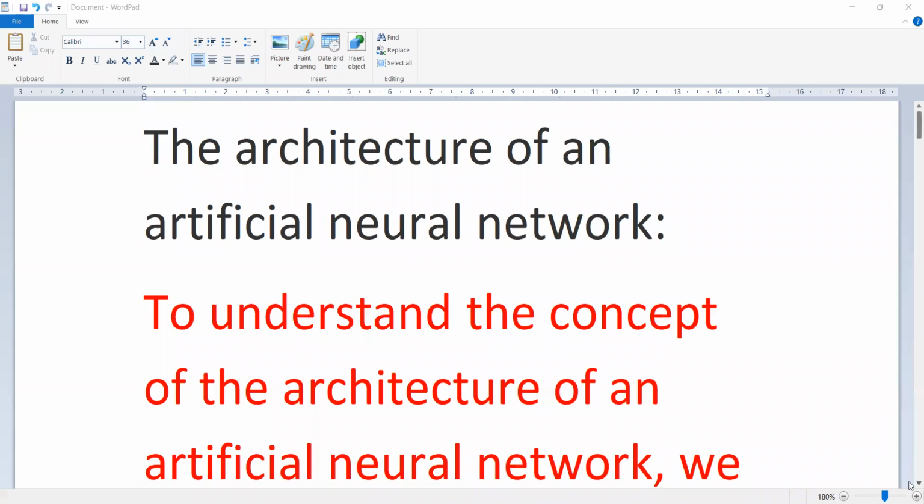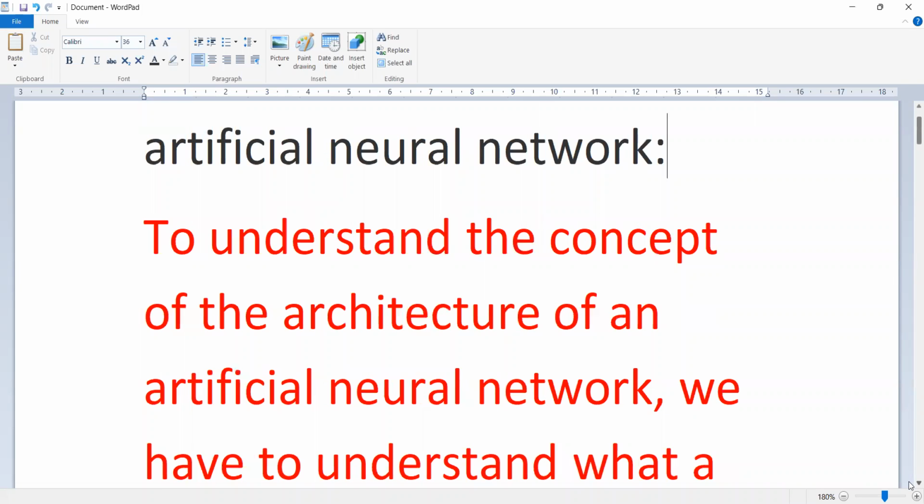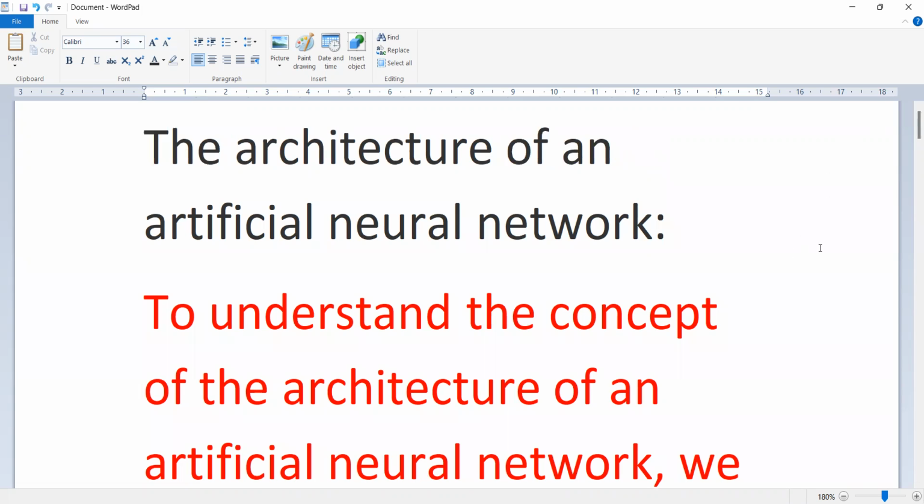Today we explain the architecture of an artificial neural network. What is an artificial neural network? Explain the architecture of an artificial neural network.